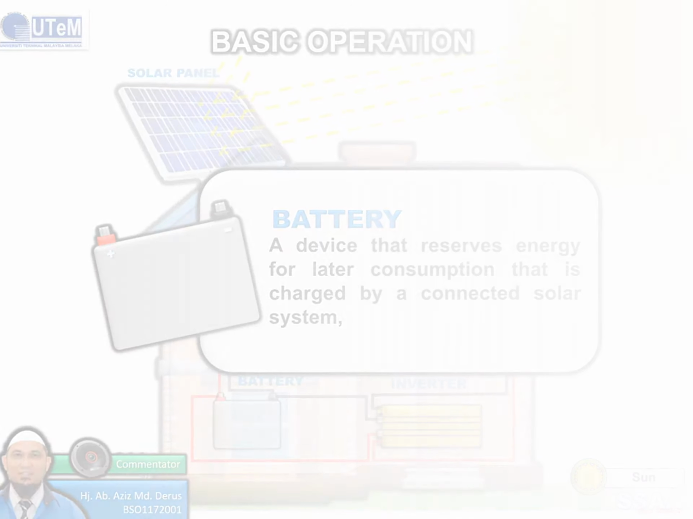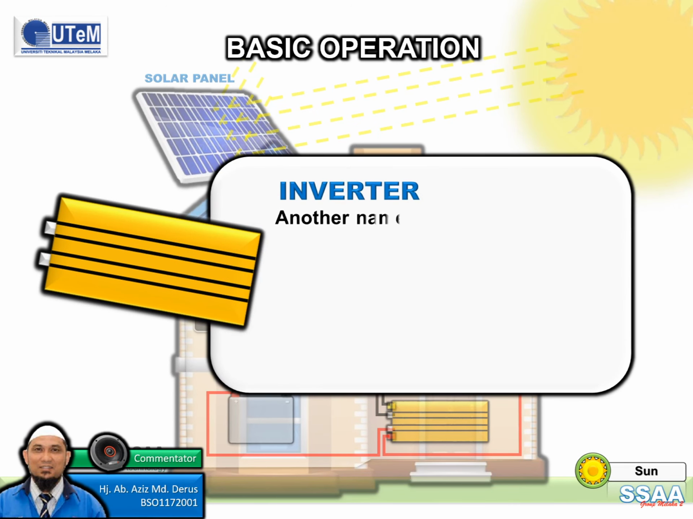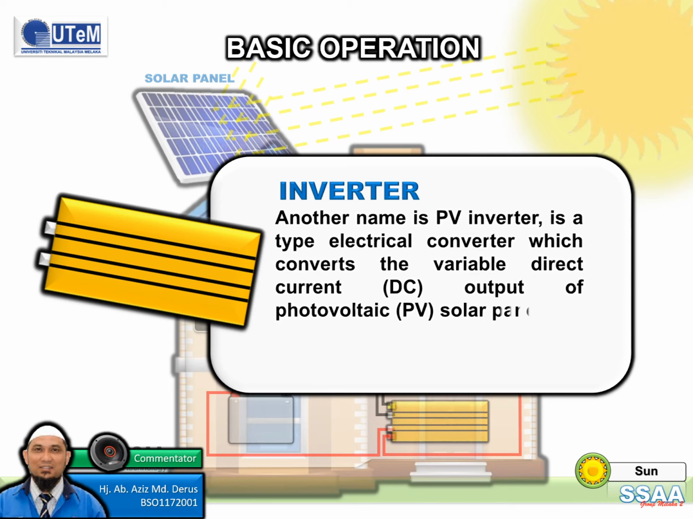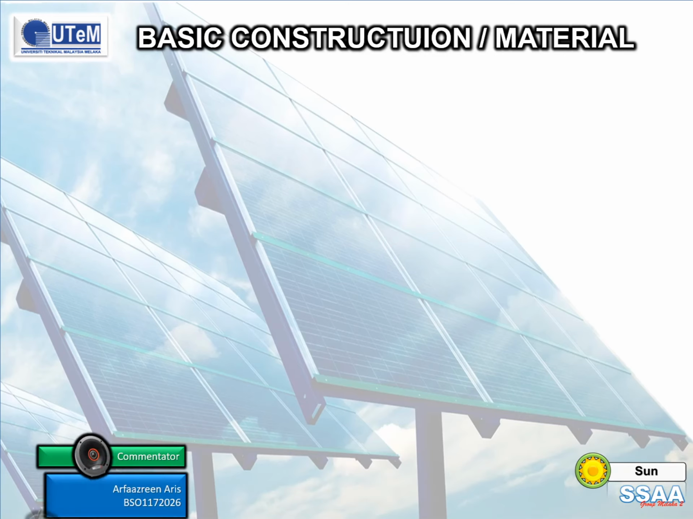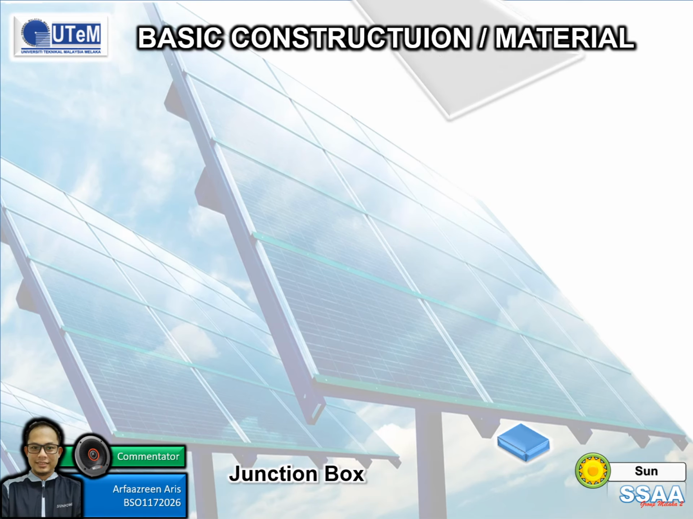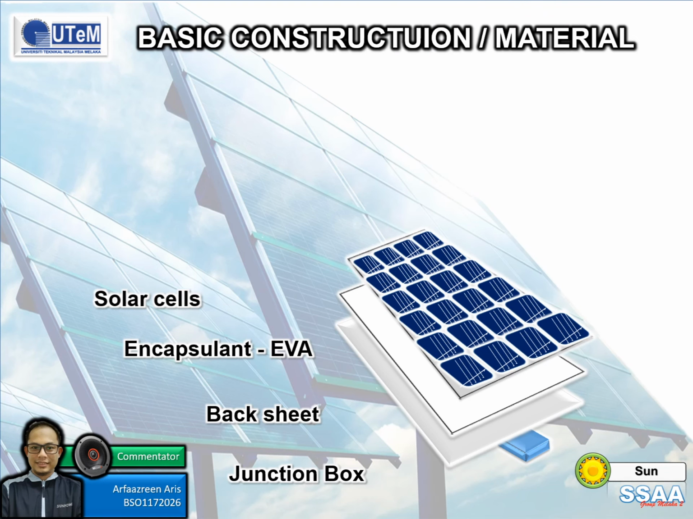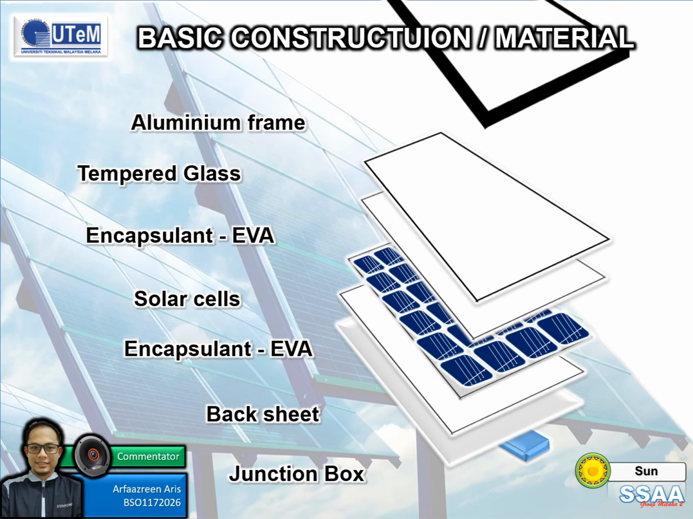The inverter, or another name, PV inverter, is a type of electrical converter which converts the variable direct current DC output of a photovoltaic solar panel into utility frequency alternating current AC voltage. A solar panel has 7 layers, which are junction box, backsheet, encapsulant, solar cells, encapsulant, tempered glass, and lastly aluminium frame.